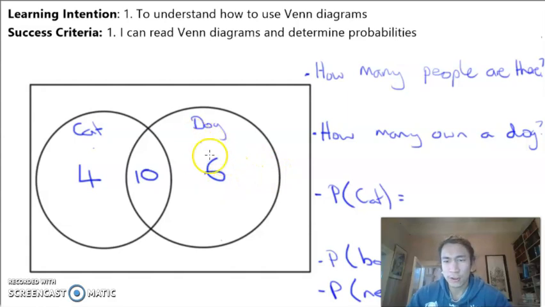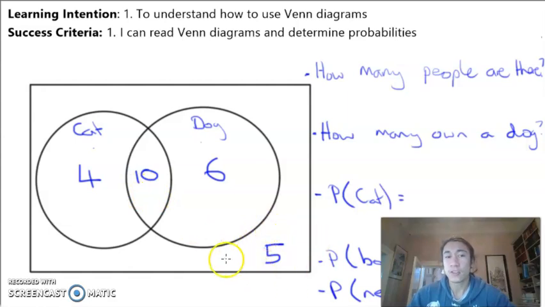And then the last question, or the people I haven't covered, is who doesn't have either? So you don't have a cat and you don't have a dog. And those 5 people, just for example, will come outside of both circles because they don't have either. So now I have a Venn diagram. I've filled it in with numbers, and this shows me who owns a cat and who owns a dog, who owns both, and who owns neither.